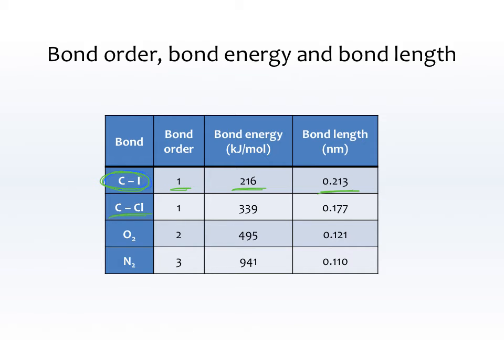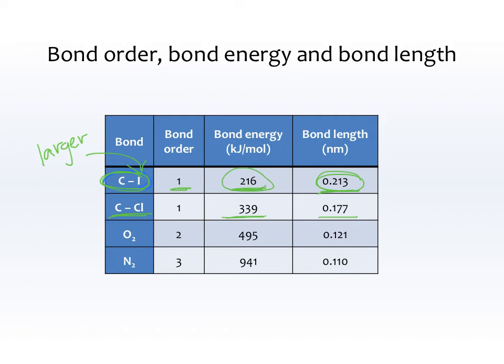If you look at iodine and chlorine on the periodic table, notice that iodine has a larger atomic radius. Iodine is a larger atom than chlorine. So since it's a larger atom than chlorine, the bond length is also larger than the bond between carbon and chlorine. And it requires less energy to break the bond between carbon and iodine, because the atoms are farther apart, than it does to break the bond between carbon and chlorine.